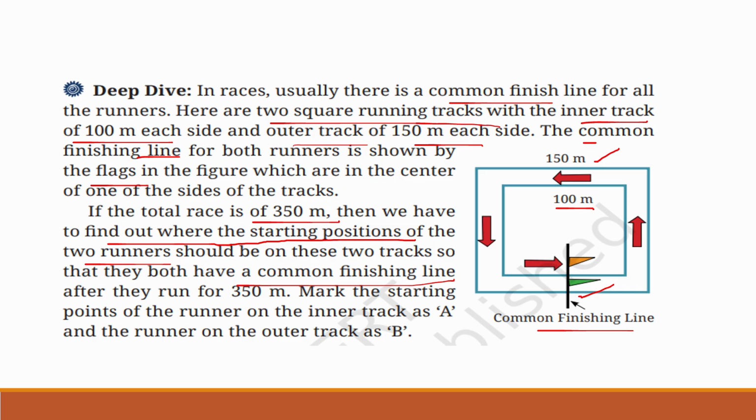That is, after running 300 meter, they have to reach this common finishing line. So we have to find out the starting positions of these two runners. Mark the starting points of the runner on the inner track as A and the runner on the outer track as B. We have to mark these points A and B.